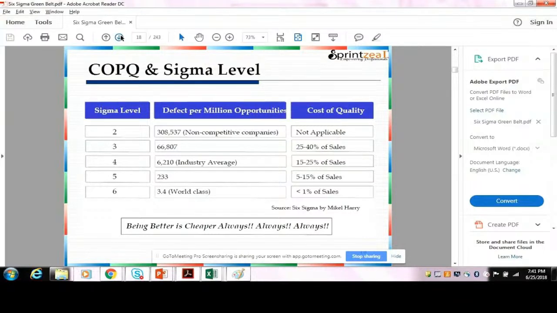Some relation of COPQ and the sigma level. This is something that Michael Harry came out with when he launched the Six Sigma concept. What he said is, if your process is working at a Six Sigma level, that would mean you are only creating 3.4 defects, and less than 1% of sales is the cost of poor quality that you have. Again, the table explains the relationship between COPQ, cost of poor quality, with the sigma level and the associated DPMO, defects per million opportunities.